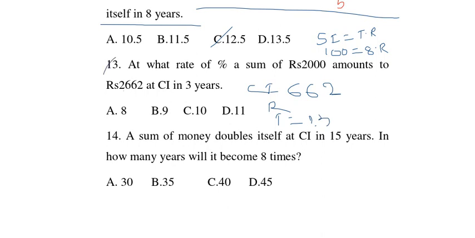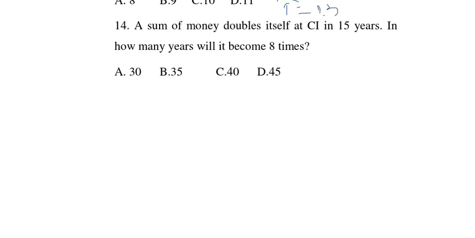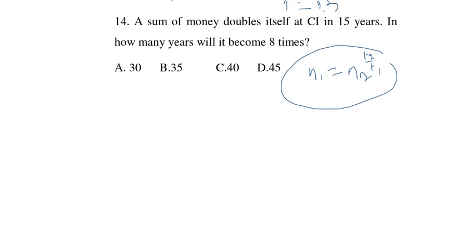And a sum of money doubles in CI. In the CI condition, the formula is (1 + R/100) to the power N2 by N1. Yes or no? This is the formula. If you substitute the values in this, you will get the answer, right? And I think the answer is 45. We already solved the same problem in the classroom.